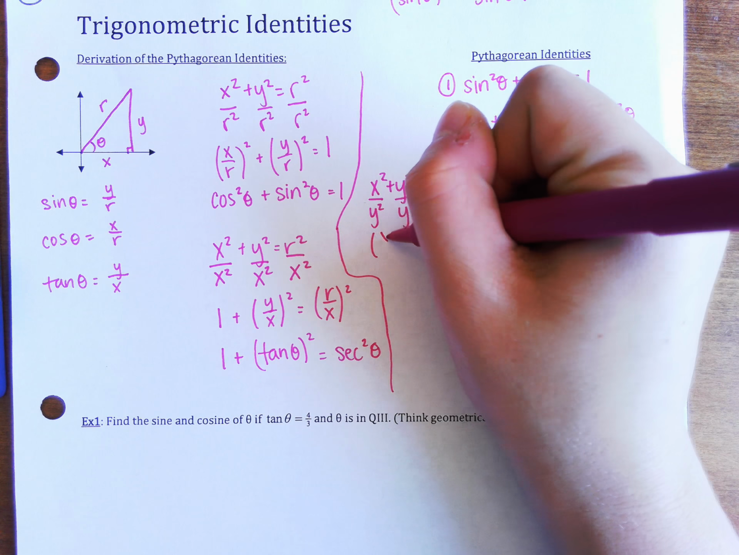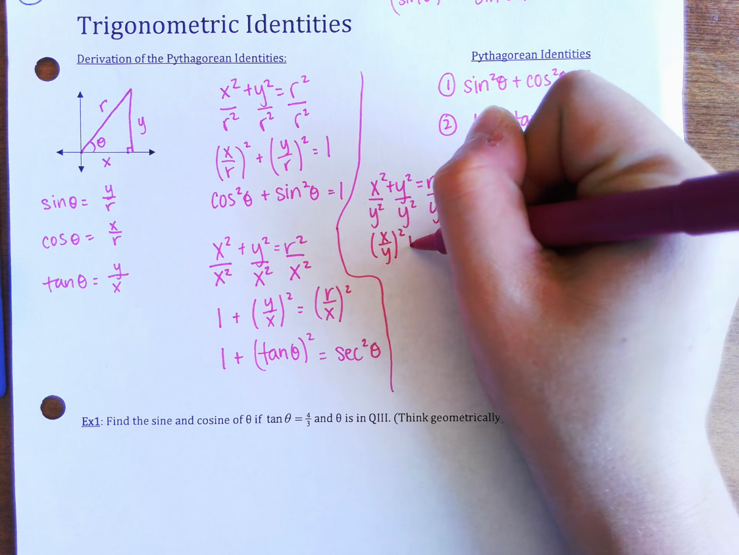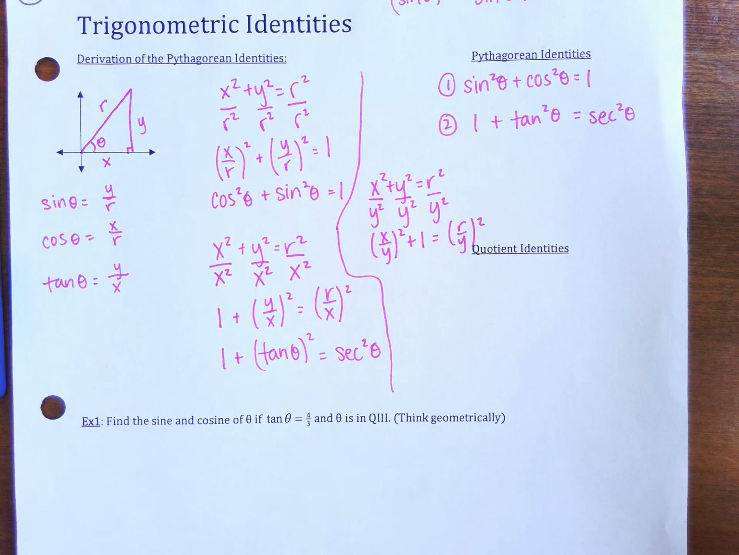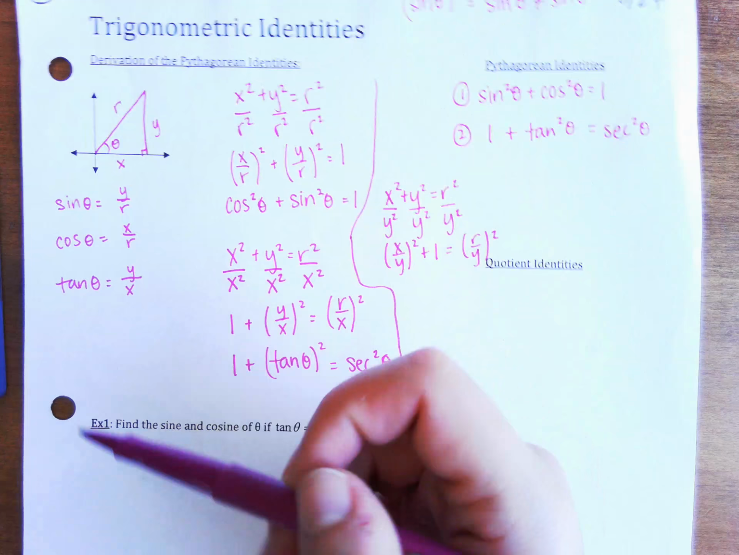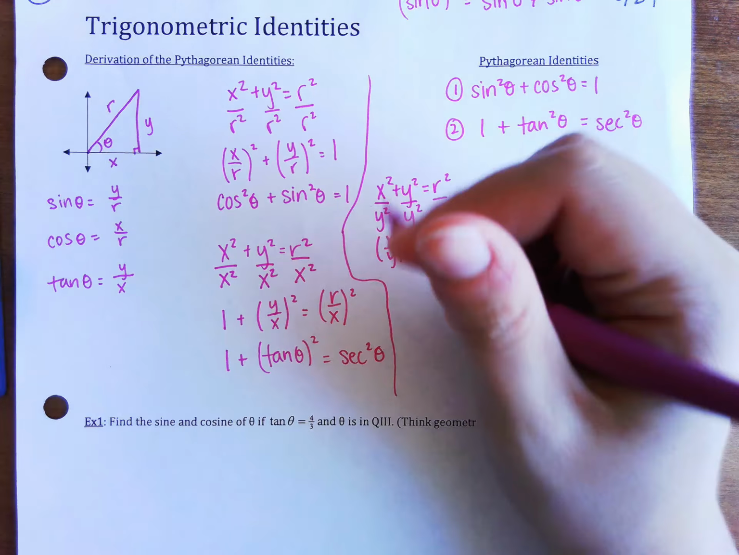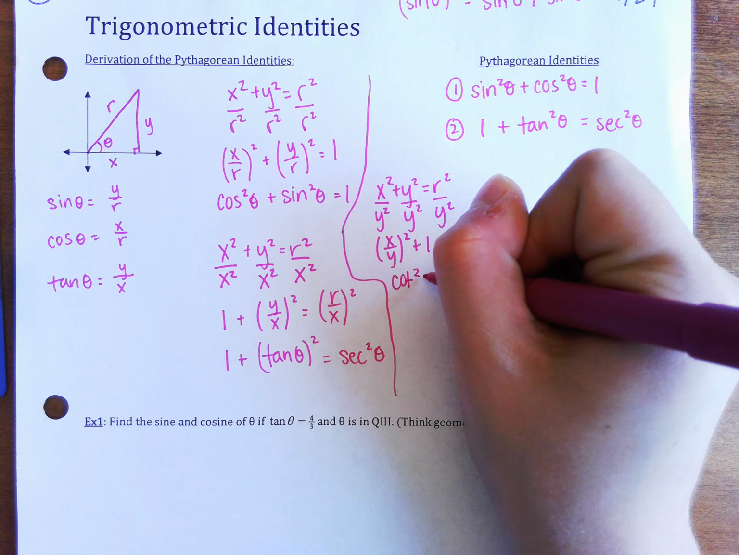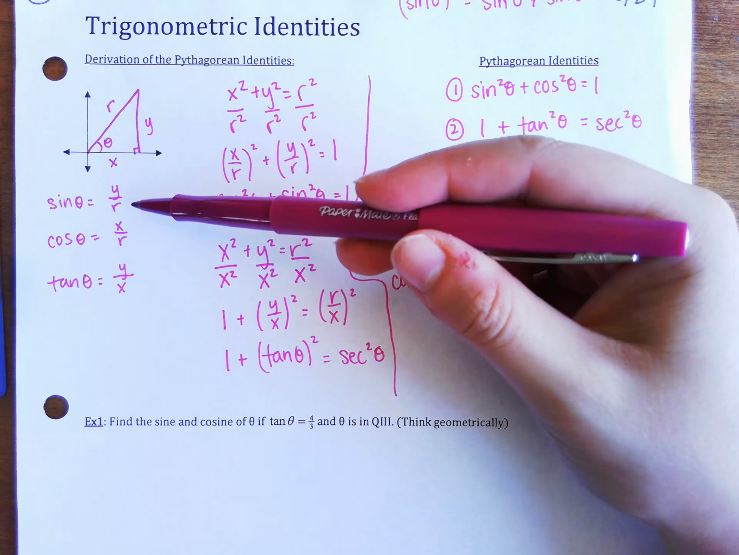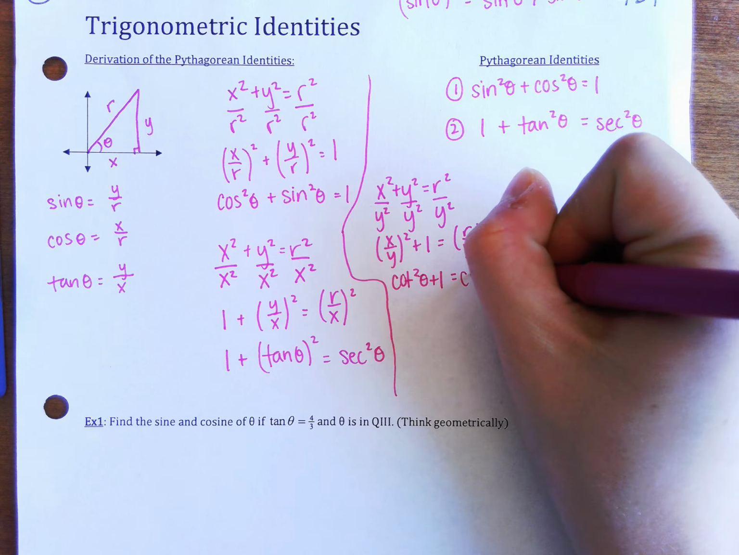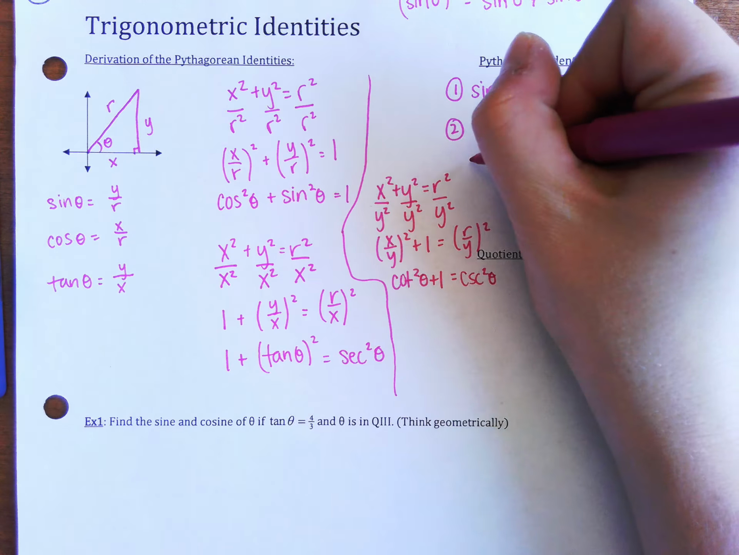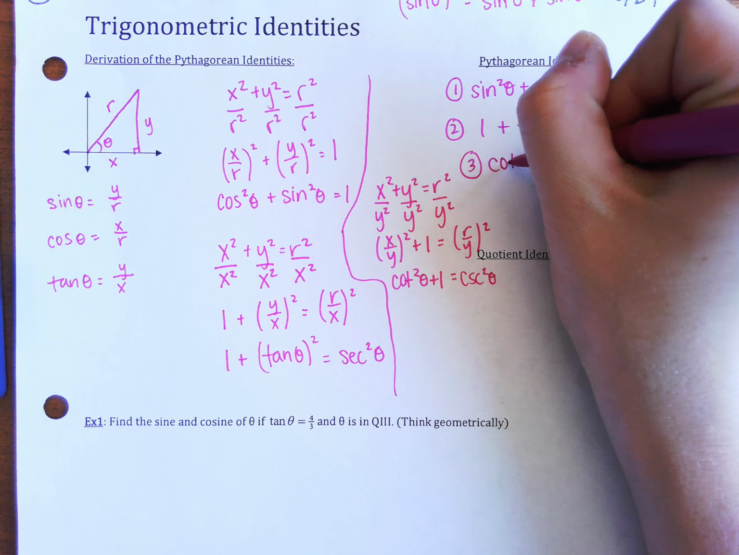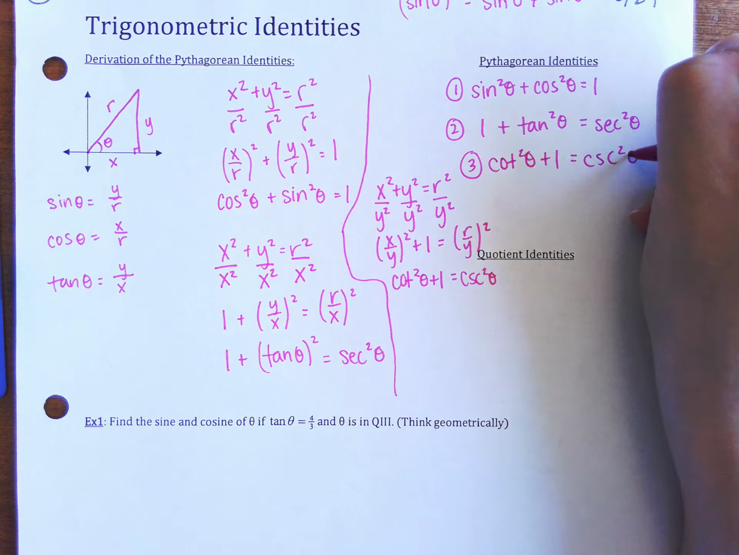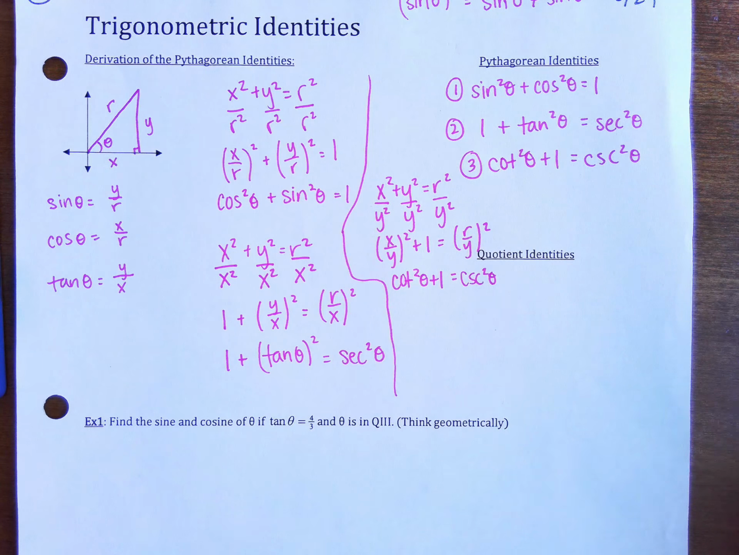So I will get (x/y)² + 1 = (r/y)². x over y is like tangent, except it's a reciprocal, so that would be cotangent. And r over y is like sine, except it's a reciprocal, so that would be cosecant. So that's our third one: cotangent squared plus 1 equals cosecant squared. Could have written it the other way, I probably should have, but that's okay.